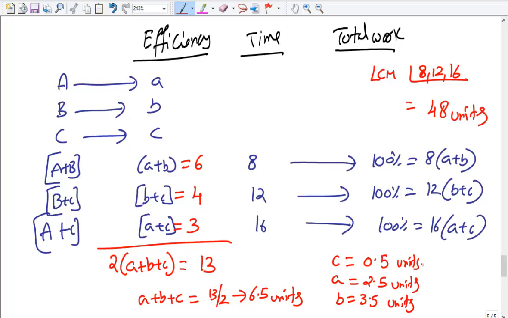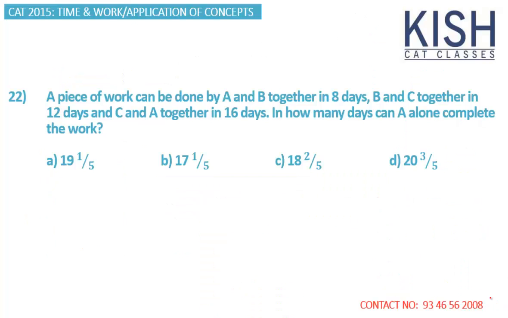Now the total work is 48 units and A's capacity is 2.5 units. Then we can easily find that, that is 48 by 2.5, which is 19 1 by 5 days for A to finish the work. Let's solve the final question.